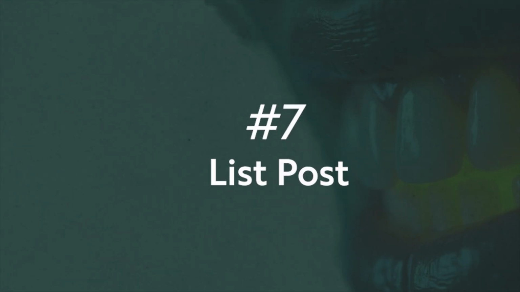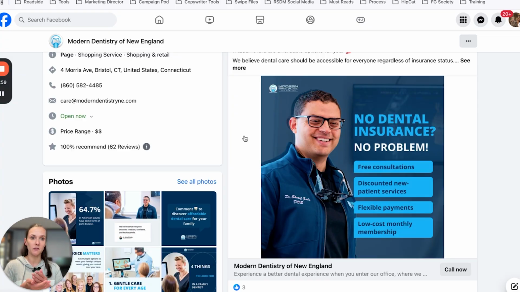Then the next type of content we created was a list post. He talked about in this video how he combats financial barriers. And so that's what we did. If you don't have dental insurance, here are ways that we can help you with that. Just another way to repurpose that content.